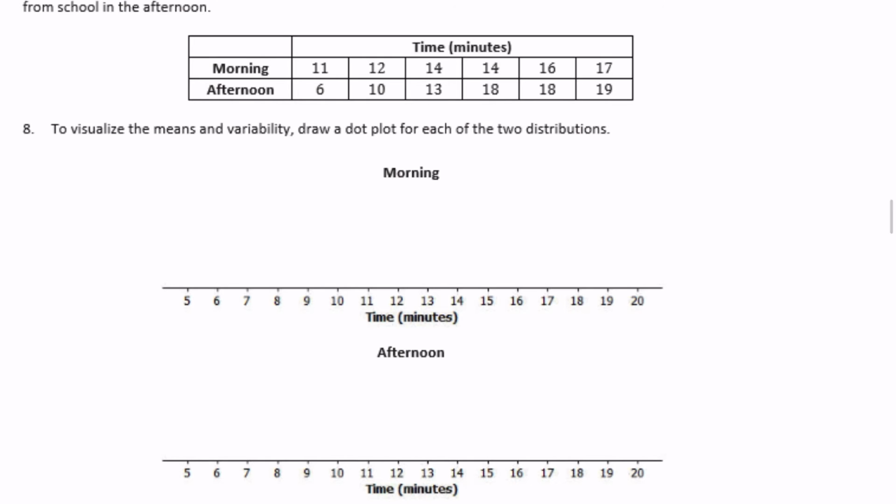So let's do morning. We have 11, 12, 2 14s, a 16, and a 17. And then in the afternoon, we have a 6, a 10, a 13, 2 18s, and a 19.